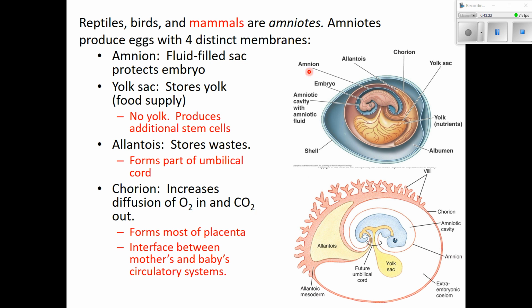A really big step in vertebrate evolution was the amniotic egg. Fish and amphibians have to lay their eggs in water. Even a frog, a terrestrial vertebrate, has to go into the water to lay its eggs because it doesn't have a way to protect the egg and keep it from drying out. But as you know, reptiles lay their eggs on dry land. And how do they do that? Because they have a very protected egg that has 4 distinct layers.